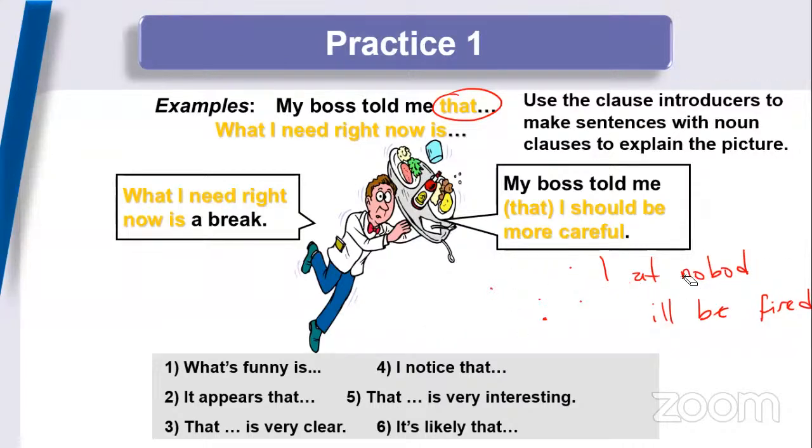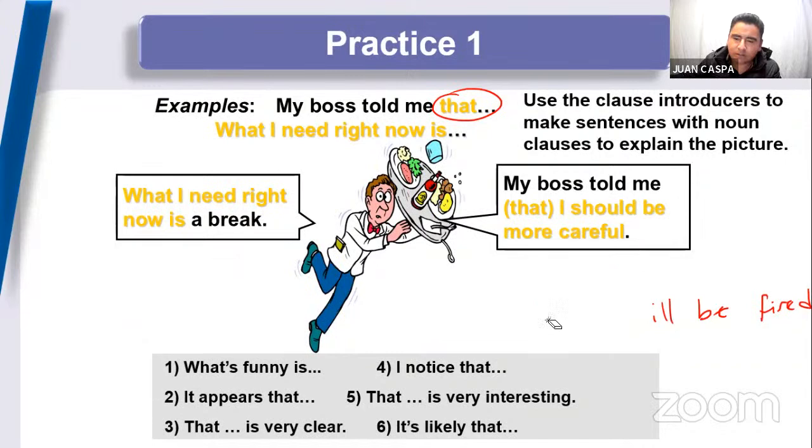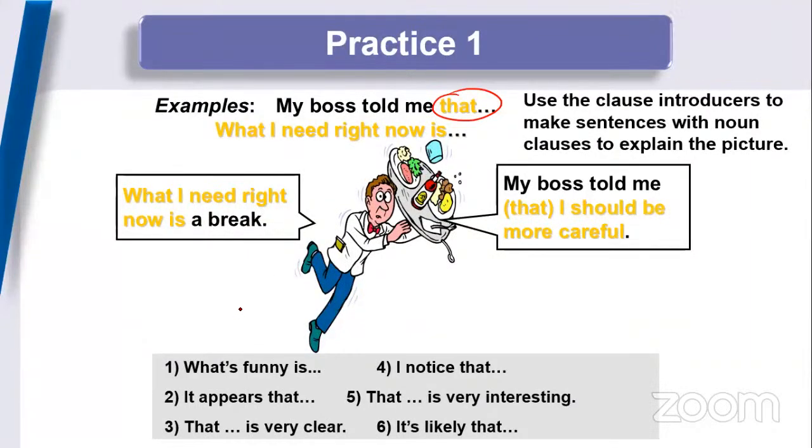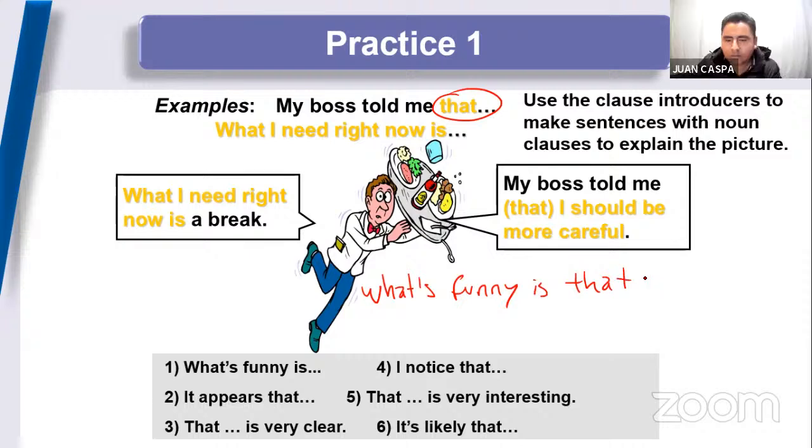I don't know, teacher. Any sentence, cualquier oración que comience, que hable de él, ¿no? What's funny is... Oh, sorry. What's funny is that we don't cook. Is it correct? What's funny is that we don't cook. Okay, yeah.